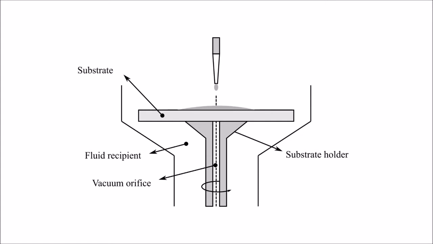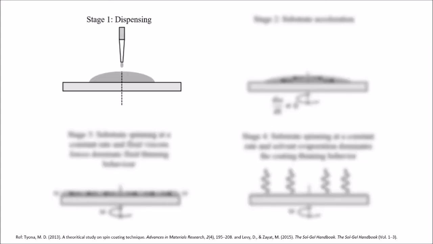The final film thickness and other properties of the layer will depend on the nature of the solution, like the viscosity, the drying rate, the percent solids, and the surface tension, and on the choice of spin coating parameters such as the final rotational speed, the acceleration, and the spin time. Four stages of the spin coating process can be distinguished.